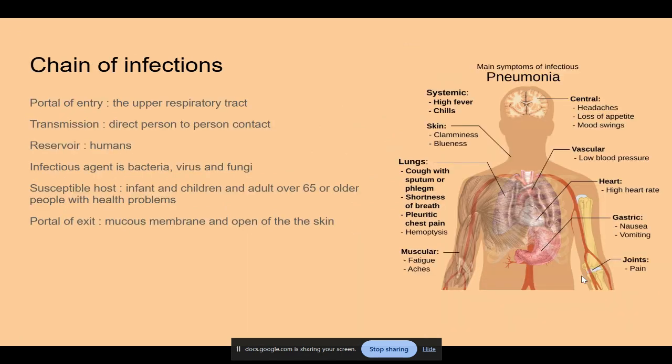So, the chain of infection. The port of entry is the upper respiratory tract, and the transmission is direct person-to-person contact. The reservoirs are humans. The infectious agent is bacteria, fungus, and fungi. Susceptible hosts are infants, children, and adults, older or younger in age, who have these health problems as well. The portal of exit will be the mucous membrane and openings of the skin as well.